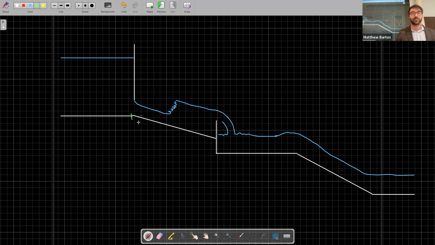So right here, we'll have rapidly varied flow. For this distance here until we encounter the hydraulic jump, this will be uniform flow. As we go through the hydraulic jump, we'll get rapidly varied flow again. We'll have uniform flow again up until it hits this weir, at which point we will get rapidly varied flow again.